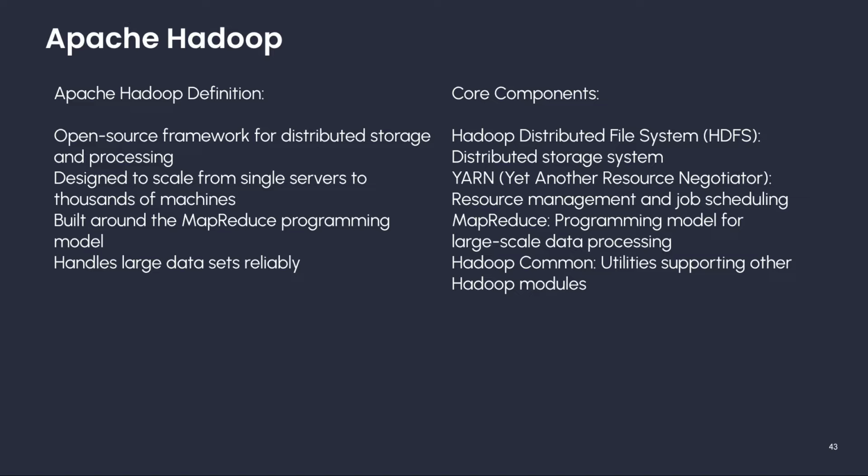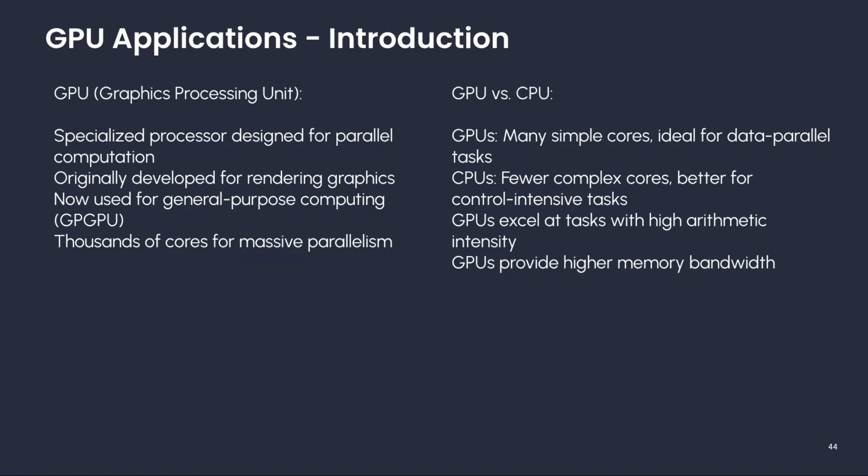Then we have Hadoop. This is for distributed storage and processing. Built around MapReduce, जे आपण आधीच डिस्कस केलं होतं. So it has all these core components: Hadoop distributed file system, YARN, yet another resource negotiator, MapReduce, and its modules. Now let's talk about GPU applications.